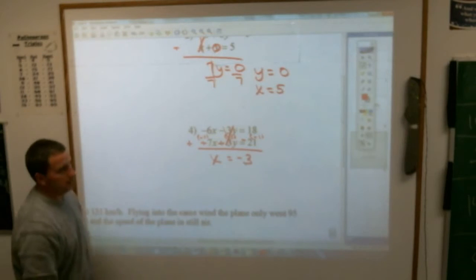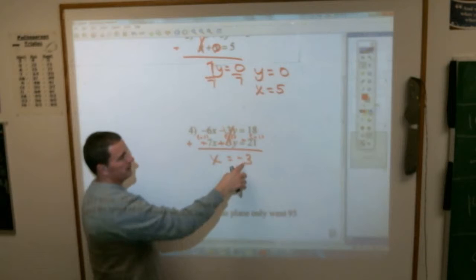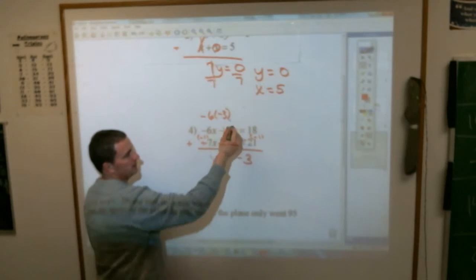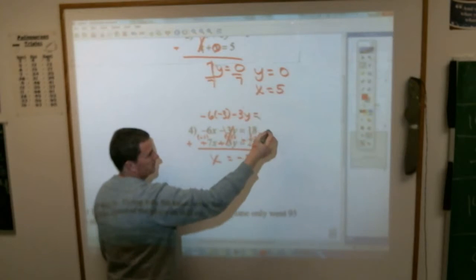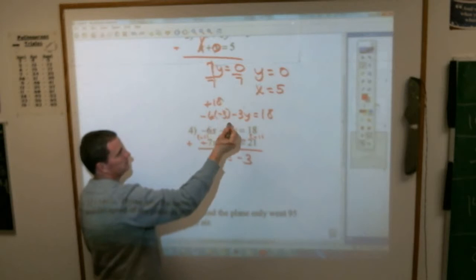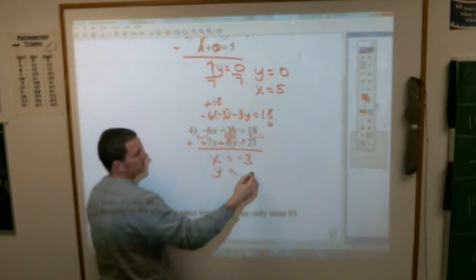Once you get the negative 3, it doesn't matter which one of the equations you use, you're going to have to substitute that in for x. Negative 6 times negative 3 minus 3y equals 18. This is a positive 18. You subtract that from 18, you get 0. So y is going to equal 0.